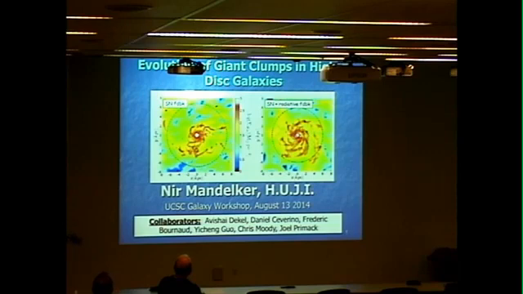I'll be continuing this discussion about giant clumps, specifically clumps in the simulations and how we can predict observable signatures in actual real galaxies.